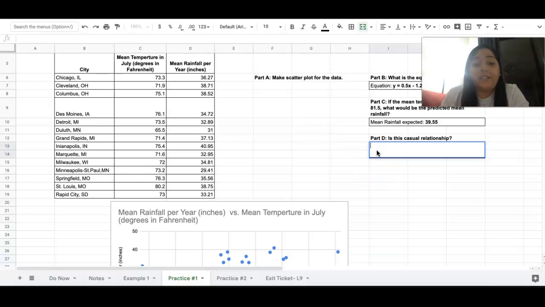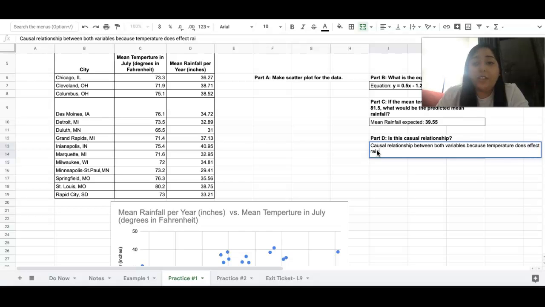So there is a cause and effect here. I would put there's a causal relationship between both variables because temperature does affect rainfall. And if you notice too, guys, this is the Midwest. The Midwest is kind of dry up there sometimes, so it only has rainfall during certain months of the year. So it makes sense when there's moisture in the air.